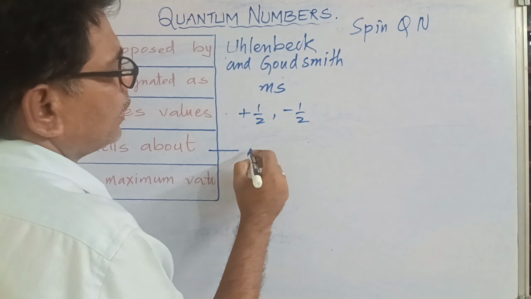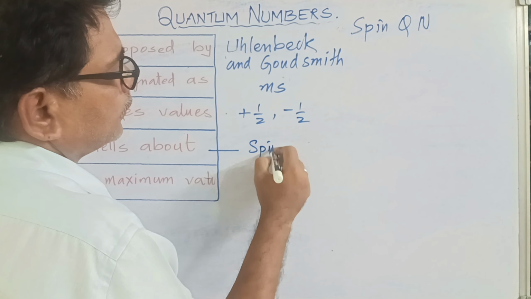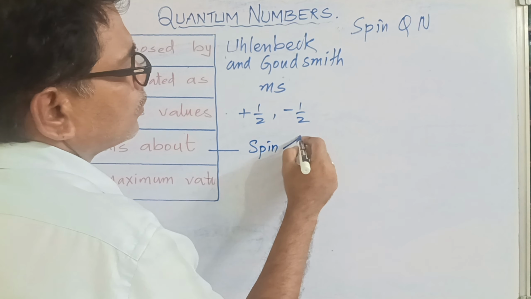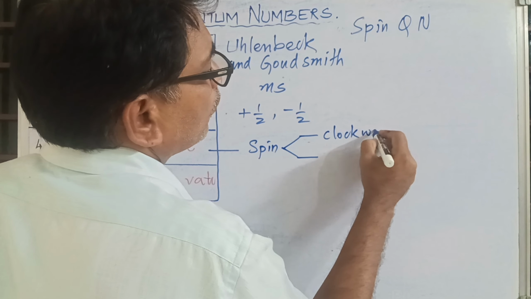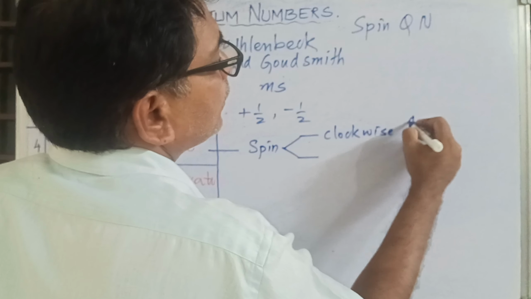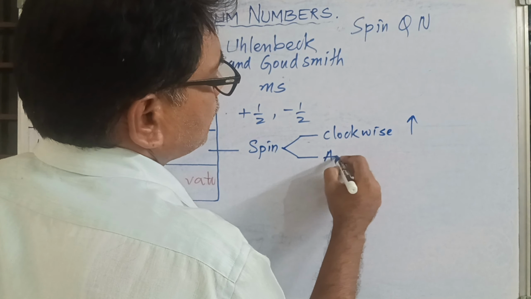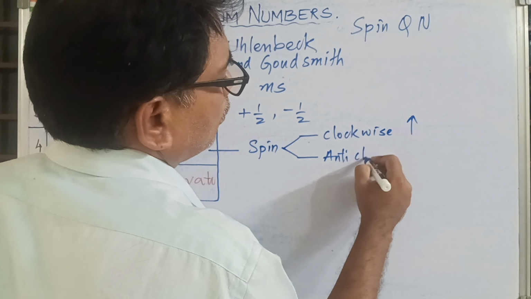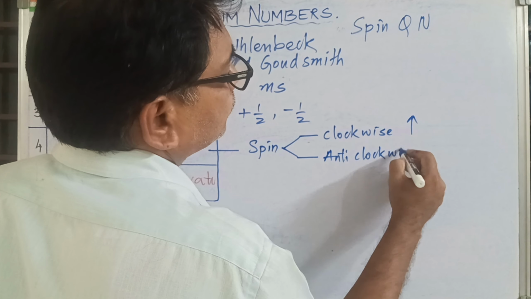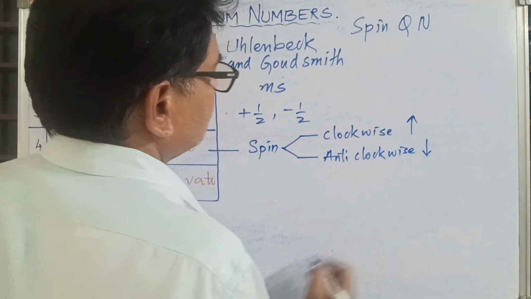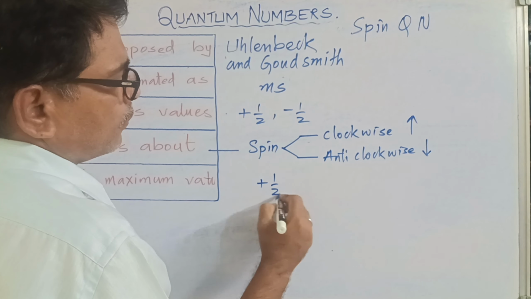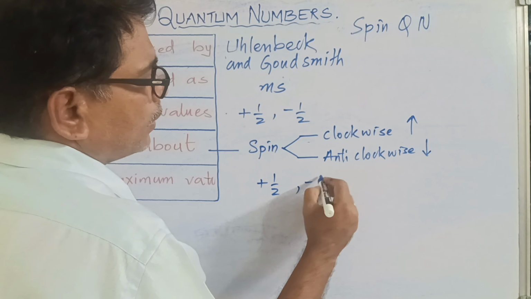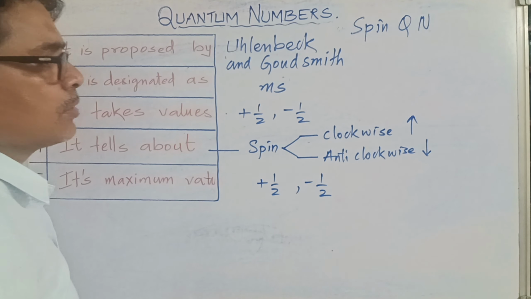What does it tell about? It tells us about the spin of the electron. What are those 2 spins? One is clockwise spin, that is represented like this, and the other one is anti-clockwise spin, and it is like this. Lastly, what is its maximum value? It is again the same, plus half for clockwise and minus half for anti-clockwise.